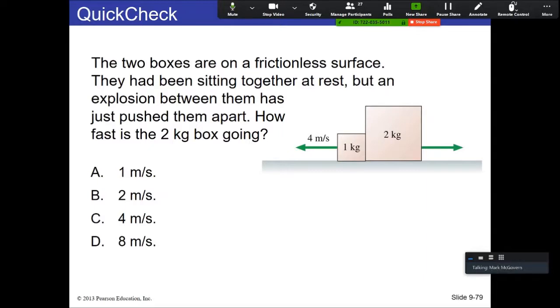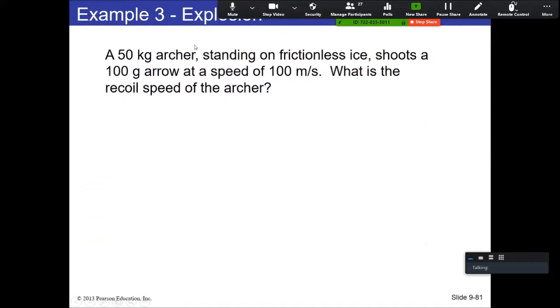So the answer here is going to be B. Okay, so the initial momentum of this system is 0, right? Nothing's moving to begin with. The block on the left moves to the left at 4 meters per second, so we would characterize its momentum as -4. That means the other block's got to be +4, which means it has to be moving at 2 meters per second. Okay, so makes sense. Bigger block, slower speed. Makes sense.